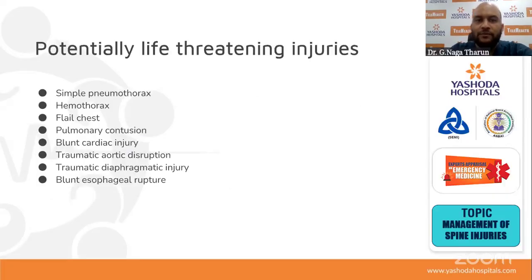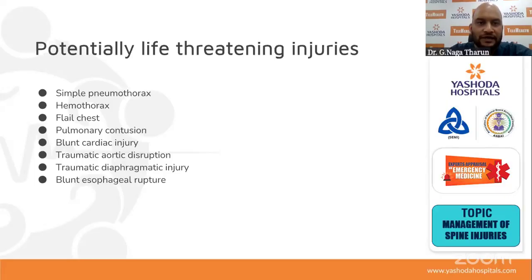Coming to the potentially life-threatening injuries: simple pneumothorax, hemothorax, flail chest, pulmonary contusion, blunt cardiac injury, thoracic aortic disruption, and traumatic diaphragmatic injuries. Blunt esophageal injuries like Boerhaave syndrome can also cause sudden cardiac arrest due to rupture of the esophagus.